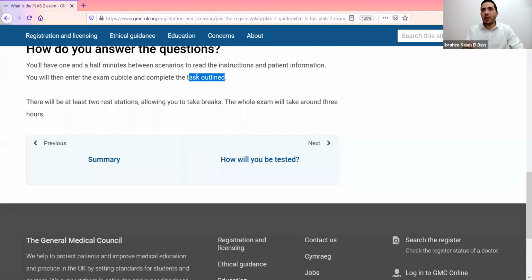Okay, in some scenarios you will just give some advice to the patient. It is important to read the task. It will make it easy for you, and you will not waste your time by reading the task.